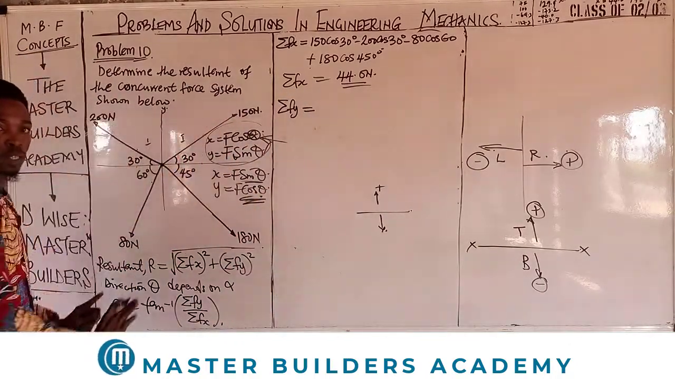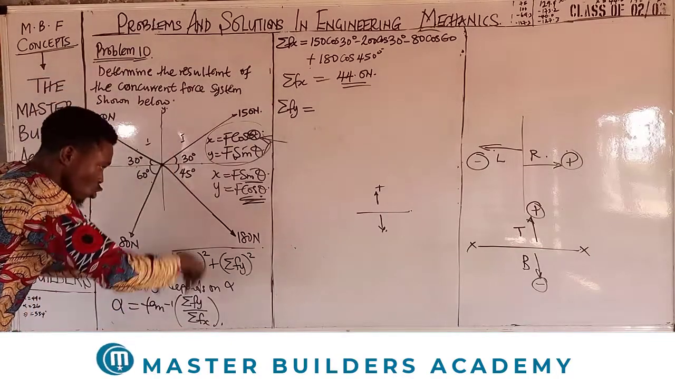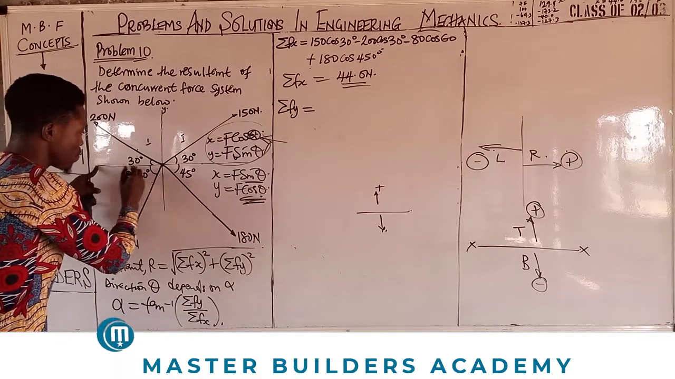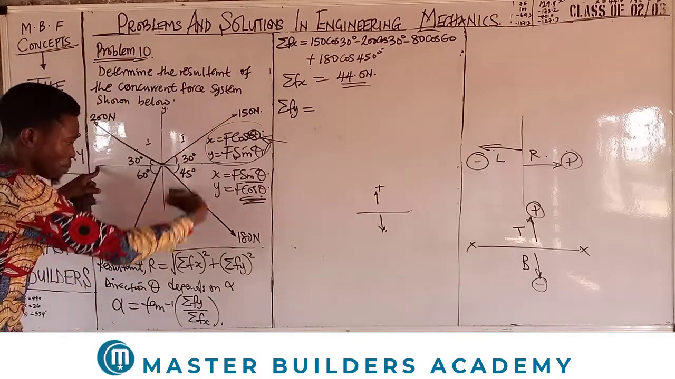These two will be positive because they are on top of X, while these two will be negative because they are facing the negative side of Y. Are we there? So this is the reference line. Anyone on top is positive, anyone beneath is negative.